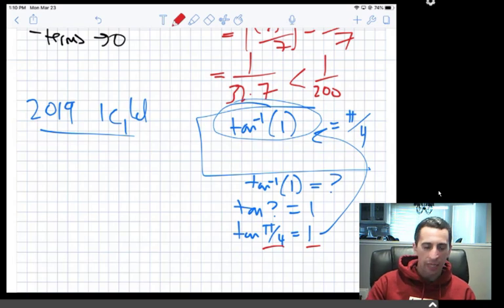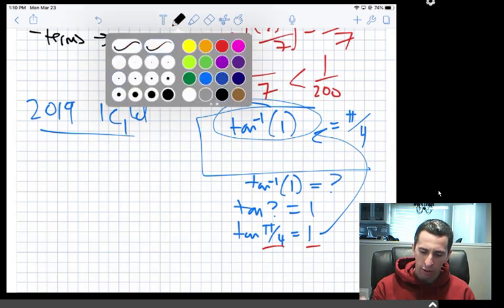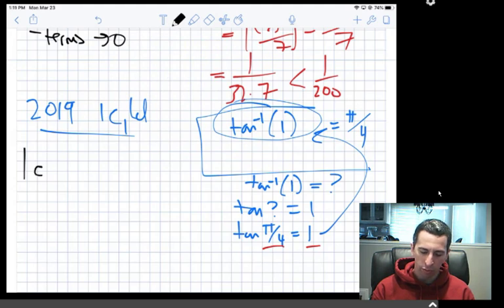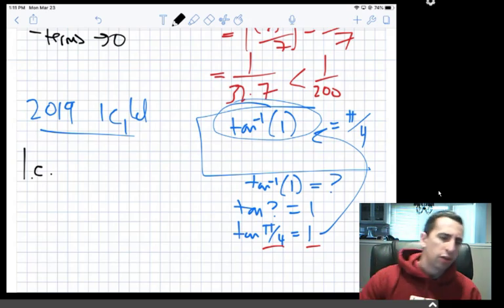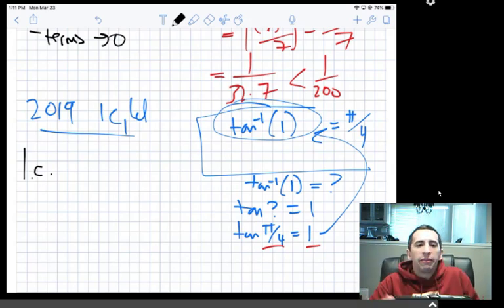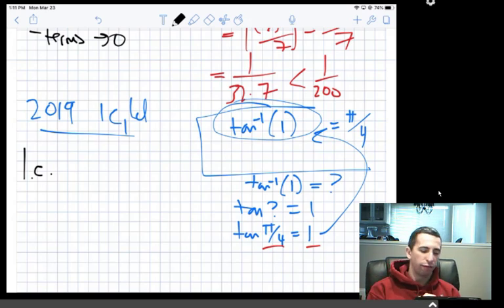So let's take a look at the 2019 1C and 1D, because there were questions about both. So we'll just go in order here, 1C. Okay, so 1C, so this is that exciting problem where you have fish in a lake. 1C says at what time t is the greatest number of fish in the lake. So we're trying to maximize the fish.